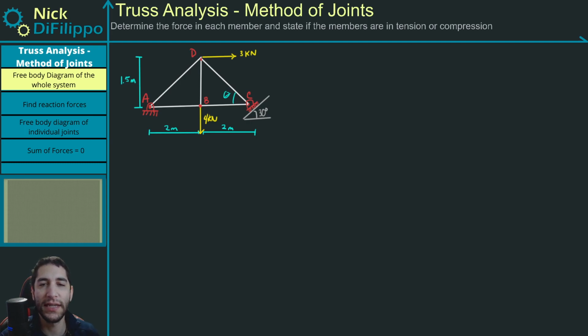When we are doing truss analysis, there are two main methods of analysis that we can use. In this video, we're going to focus on method of joints, and a later video will focus on method of sections. The method of joints is useful when you want to figure out the forces in all of your members. What we want to do is, if possible, figure out my reaction forces.